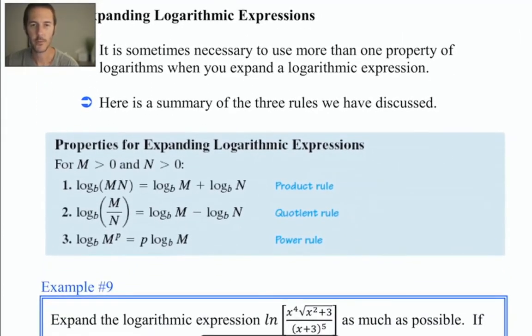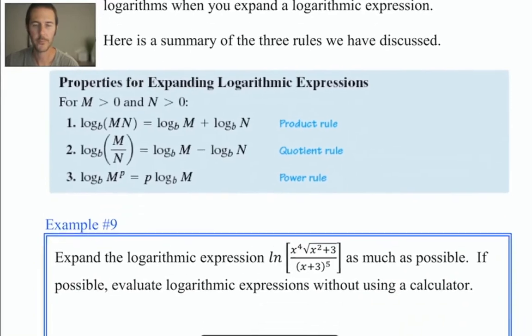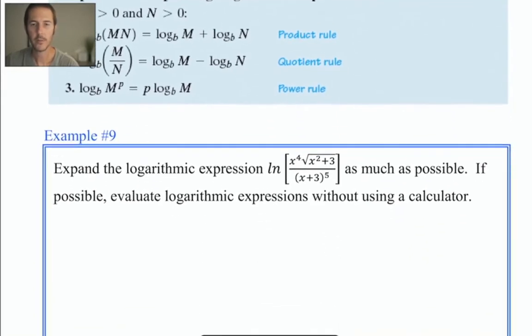There's a little summary of our 3 rules. And now let's apply them to this really gnarly looking logarithmic expression. We're going to do this in multiple steps using only these 3 rules, so hang tight. I think we can handle this.